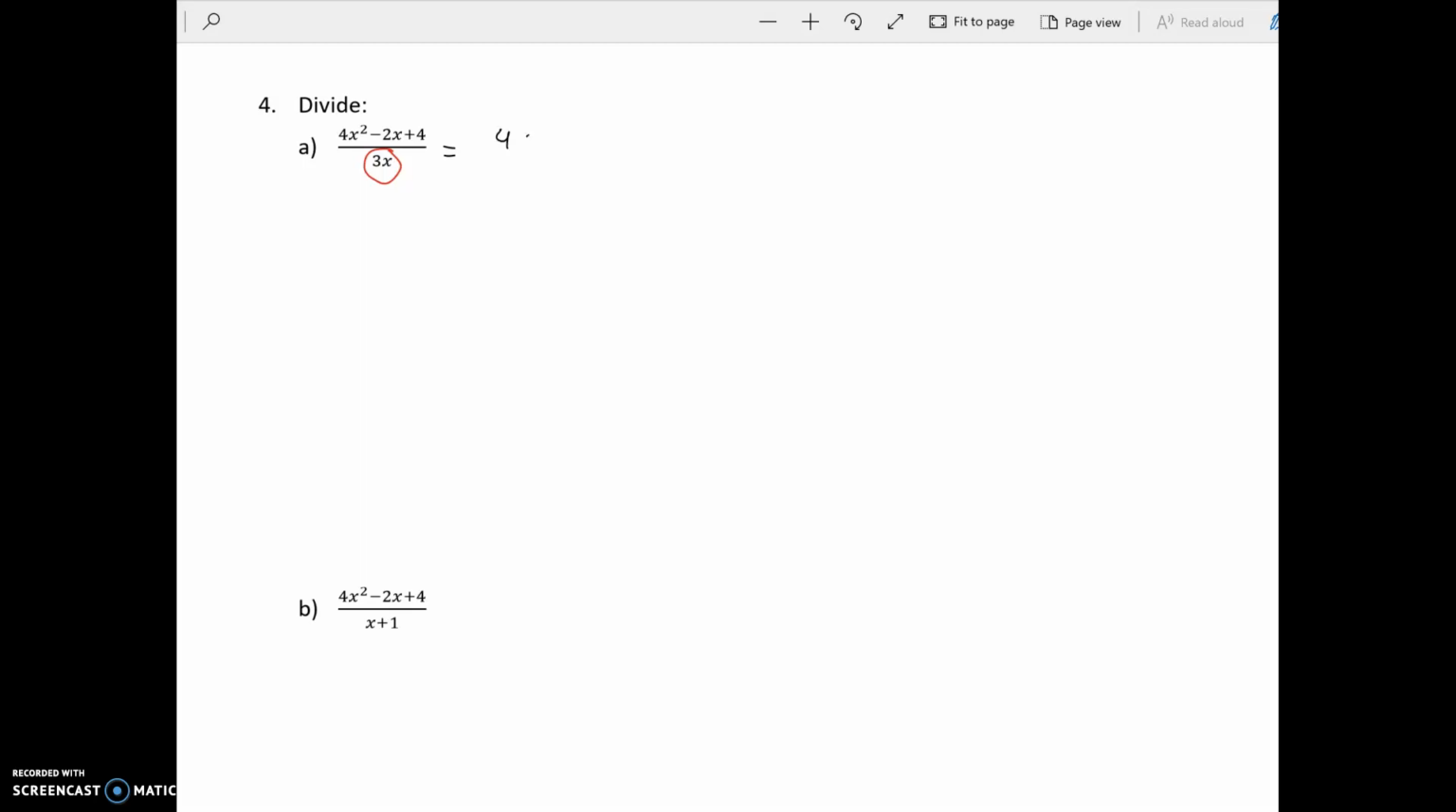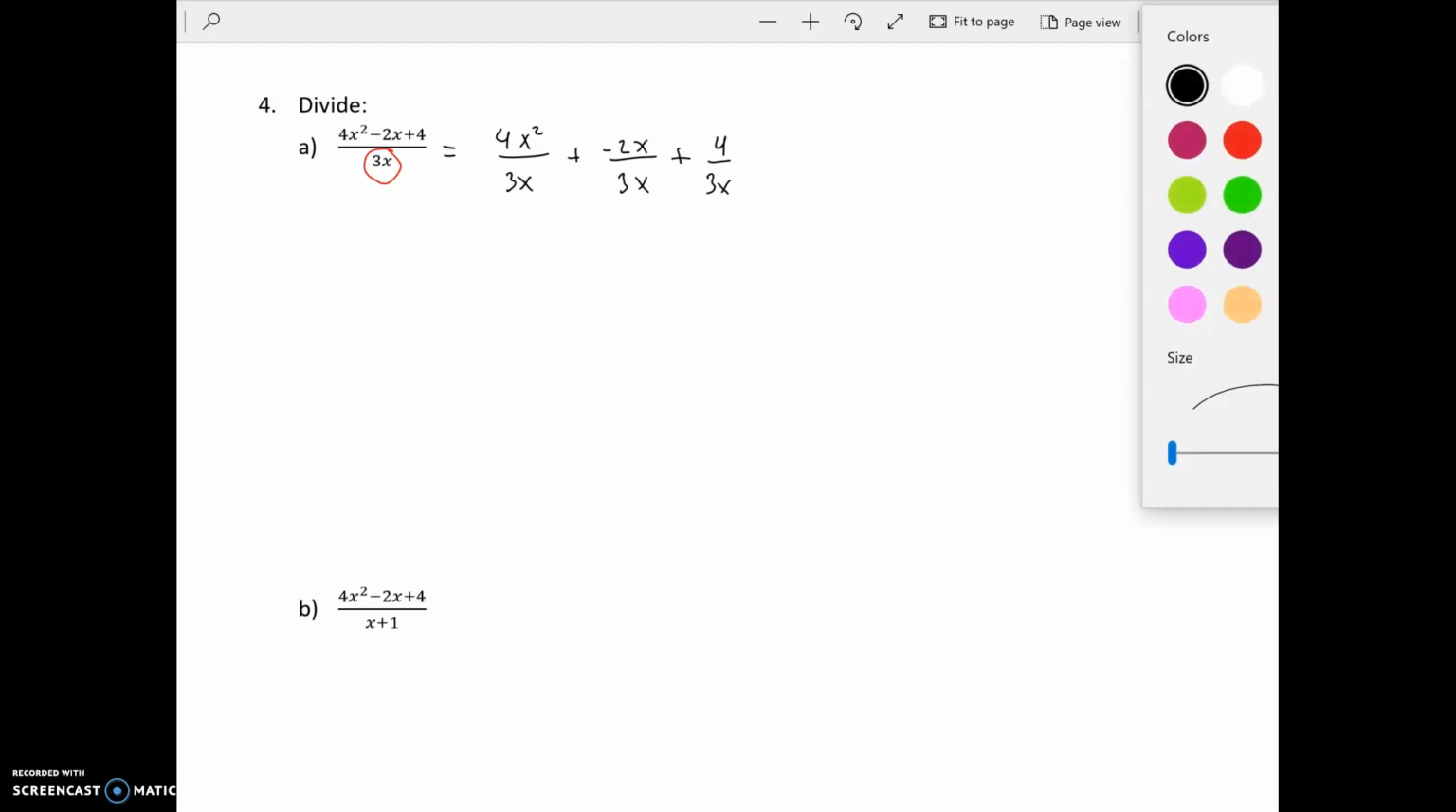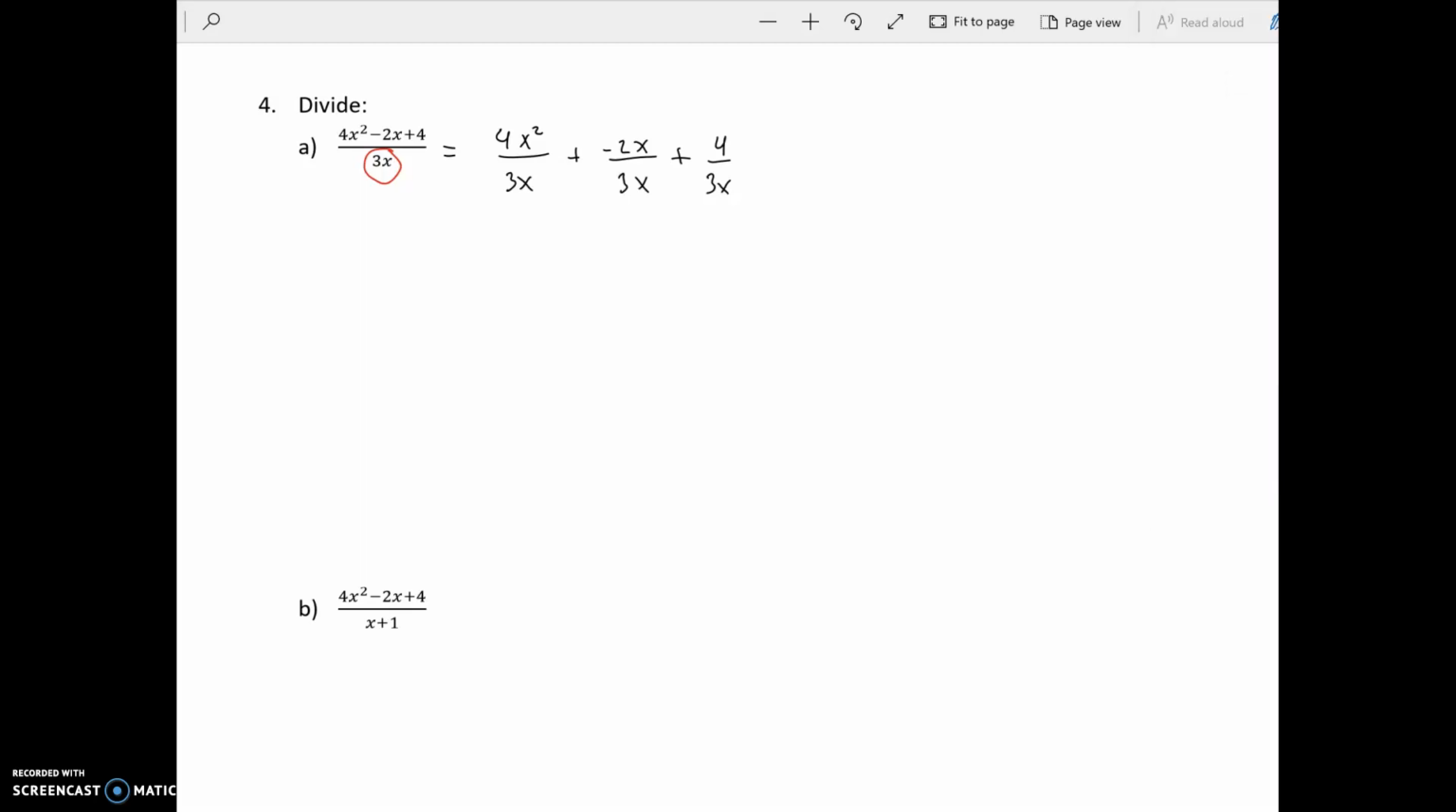So in this case, this is 4x to the second divided by 3x. And then you're going to have a plus, and then you technically have a negative 2x on the top divided by a 3x, and then a plus 4 divided by a 3x. So our main idea now is you're going to try to reduce each one of those fractions as much as possible, and that will technically be the division of the polynomial.